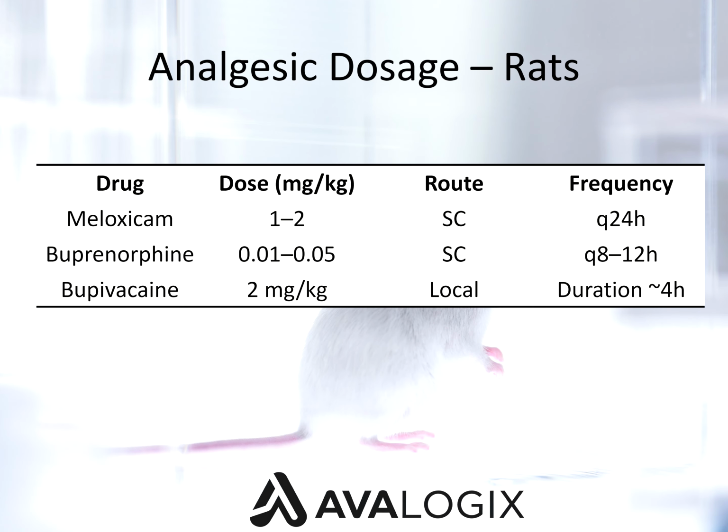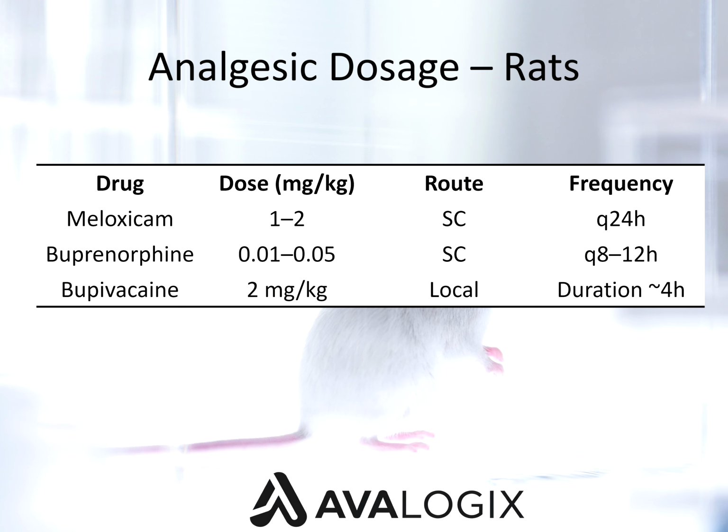For rats, doses are generally lower. Meloxicam is given at 1 to 2 milligrams per kilogram subcutaneously once a day. Buprenorphine doses range from 0.01 to 0.05 milligrams per kilogram. Bupivacaine is used locally, usually at around 2 milligrams per kilogram, with effects lasting up to 4 hours.